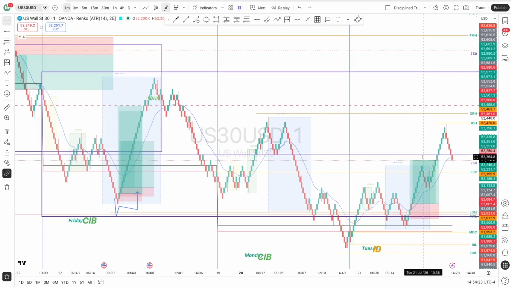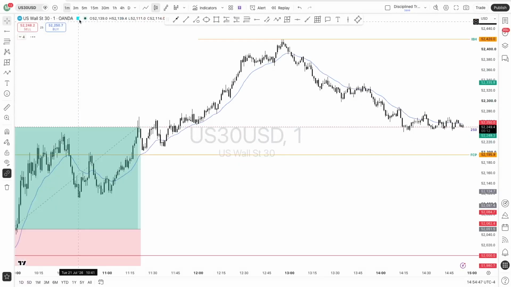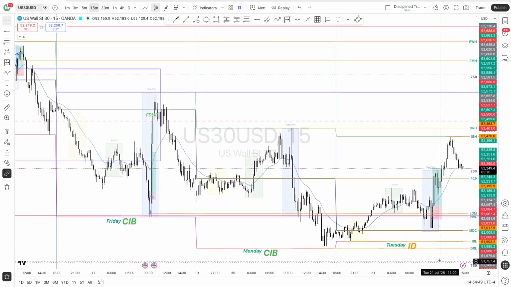So US 30 is the first trade. I use the Renko bricks, as you can see in the top. Of course, everyone uses the candlesticks. I just like Renko because it takes out all the noise from the candlesticks, as I can show. All the extra nonsense. All this.